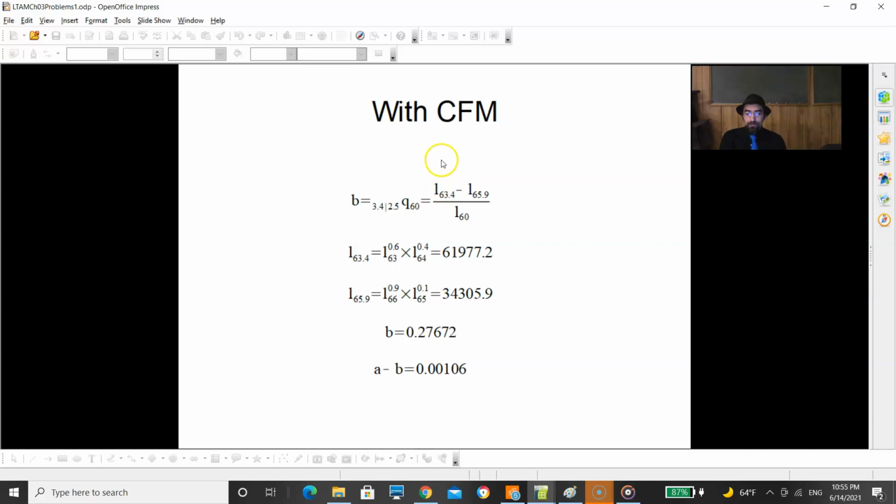With CFM, you're calculating B. You're looking at the same probability, you're just estimating it a different way. Crunch your numbers. You get B is 0.27672. Again, we don't need to estimate l60 anymore. We have that just from the table. A minus B is 0.00106, multiply by 100,000, move the decimal point 1, 2, 3, 4, 5 spaces, you get 106 as your answer.